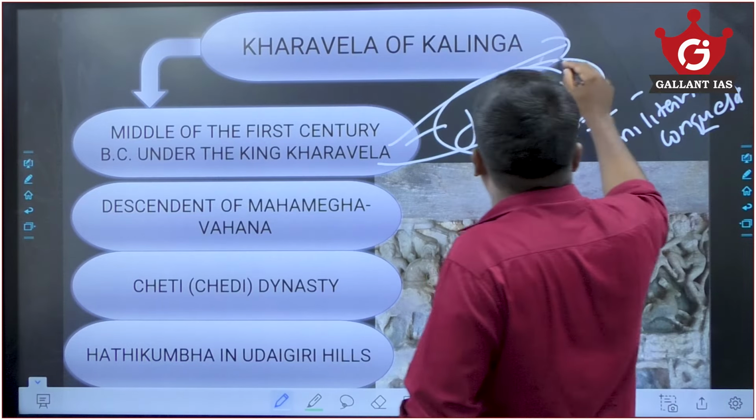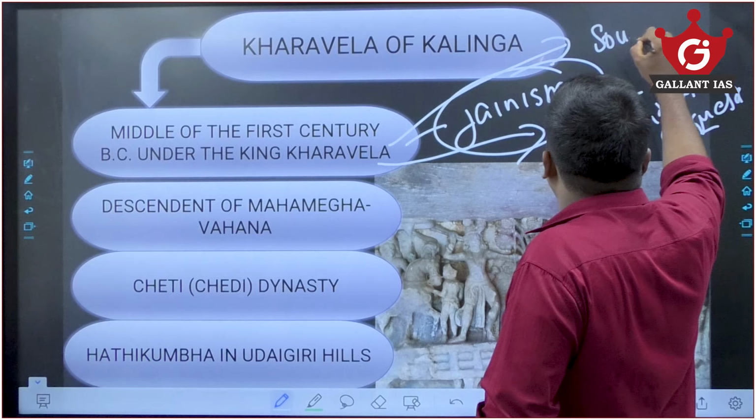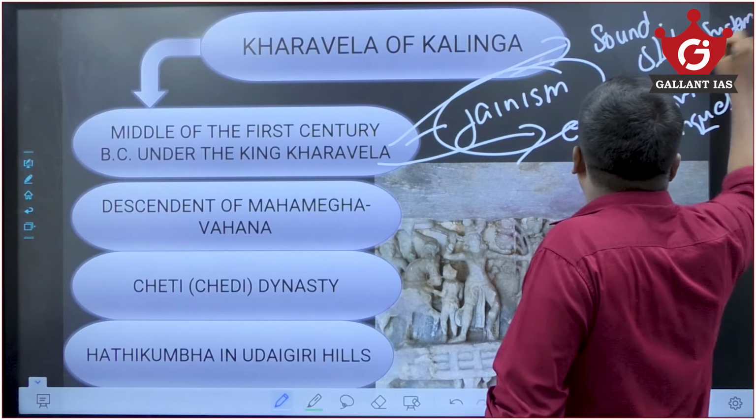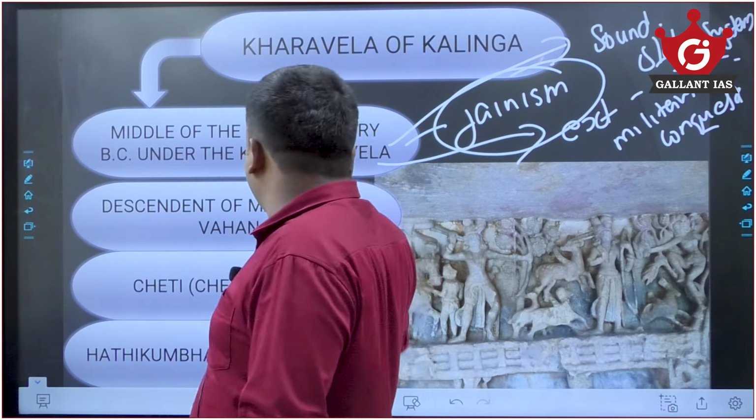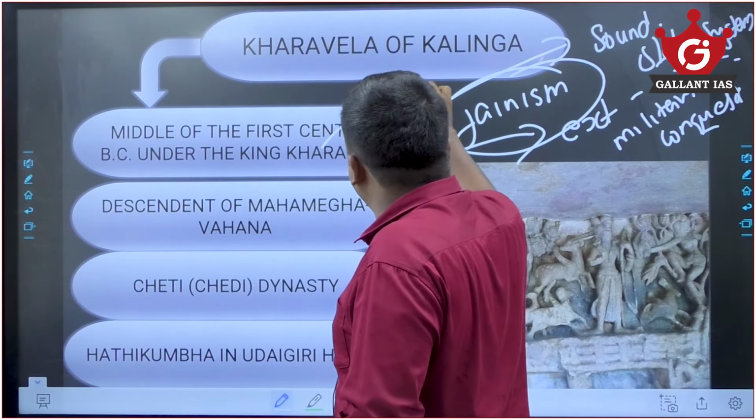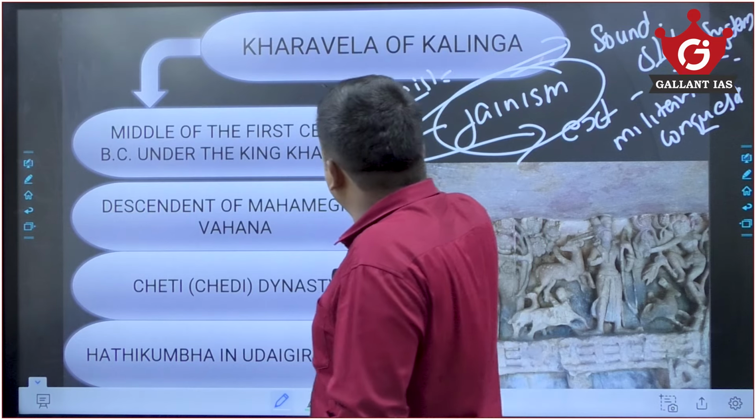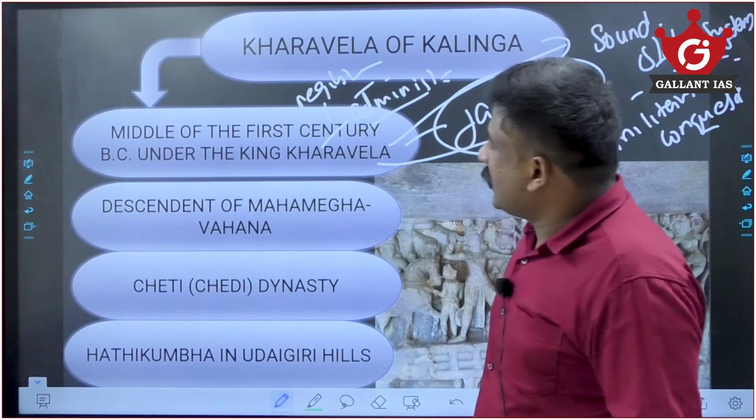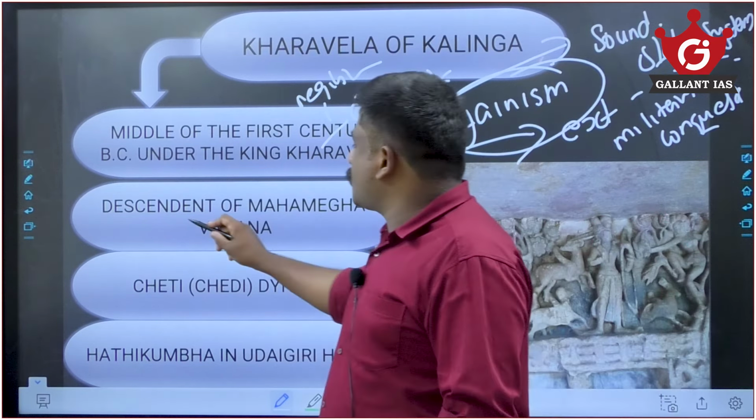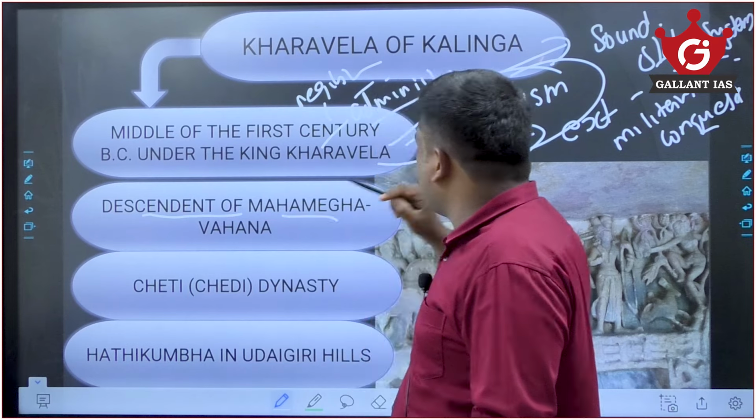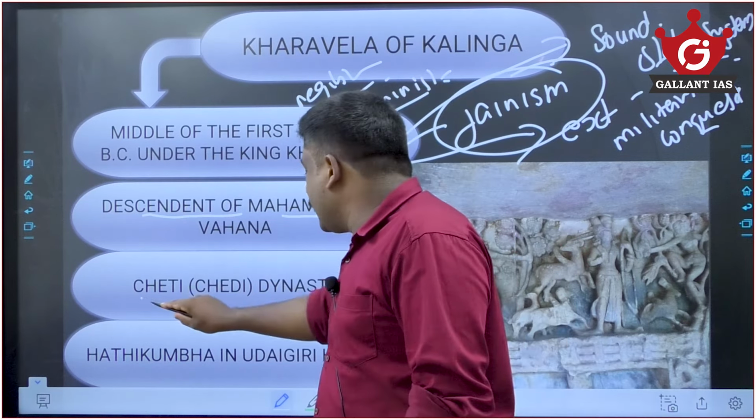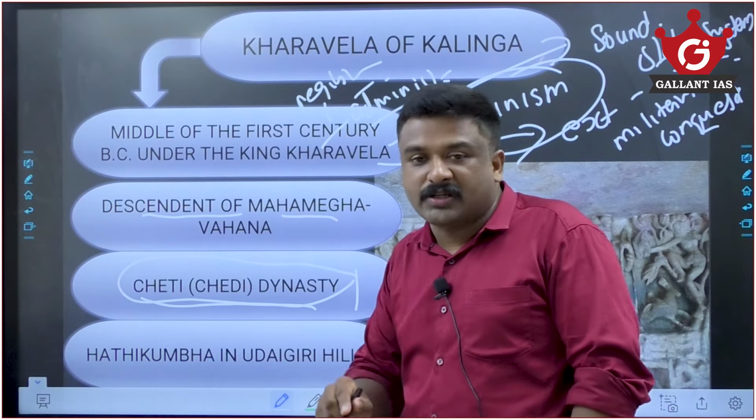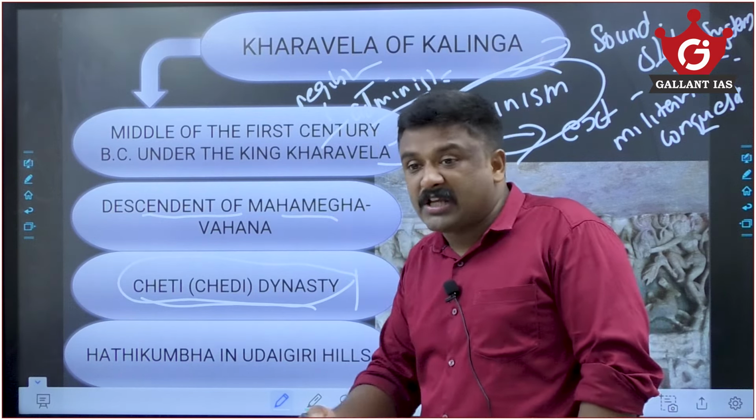Also known for his sound state system. Known for his administration, known for his neighborhood policies. Now see, he is regarded as the descendant of Mahameghavahana, and belongs to the Chedi dynasty. Kalinga state was ruled by the Chedi dynasty. Kharavela belongs to the Chedi dynasty.